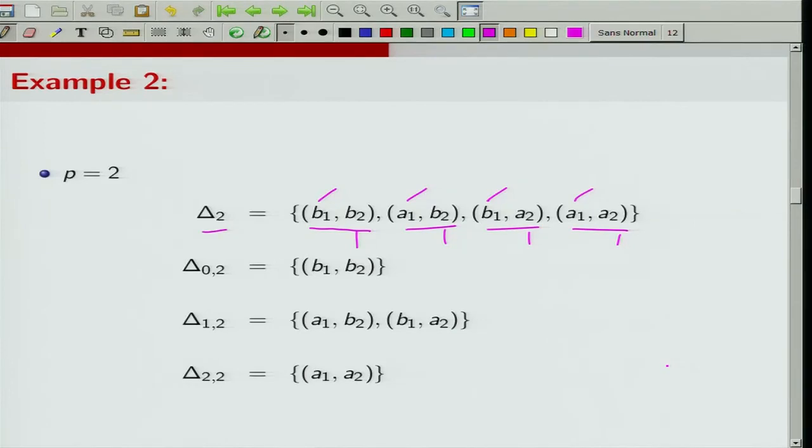Delta 02 is the set of those vertices where 0 A's are occurring, which means both the factors are B's: B1 B2. Delta 12 is the set of vertices where exactly 1 A is occurring. That A can occur either as A1 or A2, so that is A1 B2 and B1 A2. Delta 22 is the set of vertices where both are A's, so that is only one vertex, A1 A2.